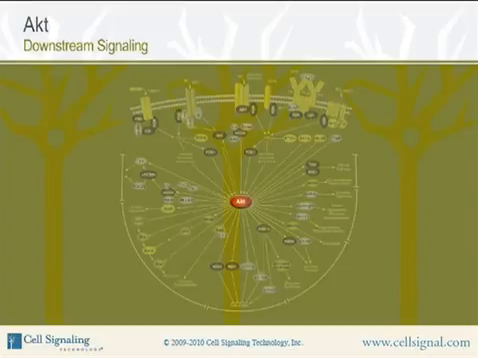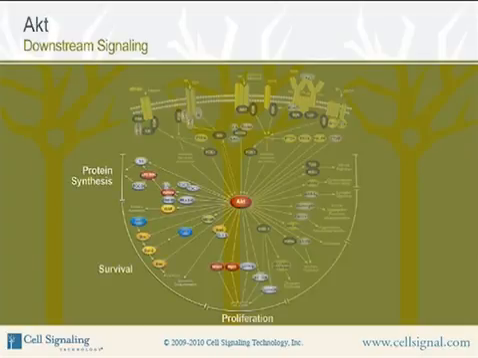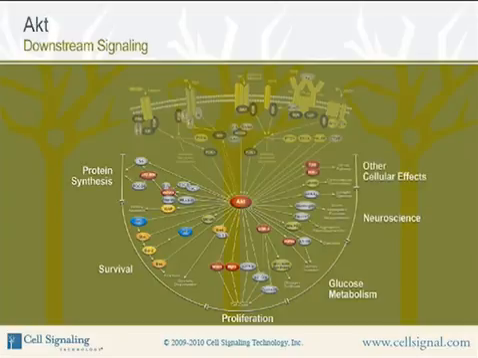AKT downstream signaling. Now let's take a look at the downstream signaling that takes place once AKT has been phosphorylated at threonine 308 and serine 473. Active AKT phosphorylates a large number of downstream substrates that can be grouped by their effects on protein synthesis, survival, proliferation, glucose metabolism, neuroscience, and other cellular effects. It should be noted that this is a representational diagram and not a complete list of AKT substrates. We will now take a closer look at each of these target groups.